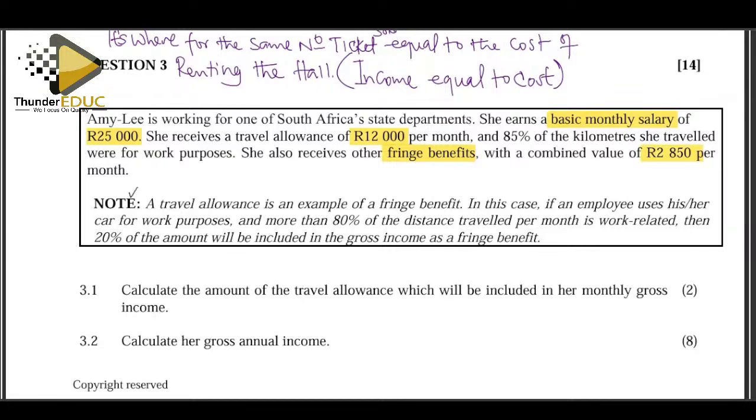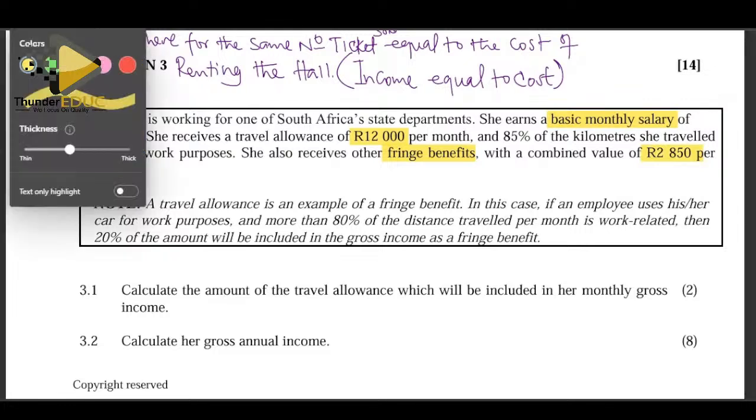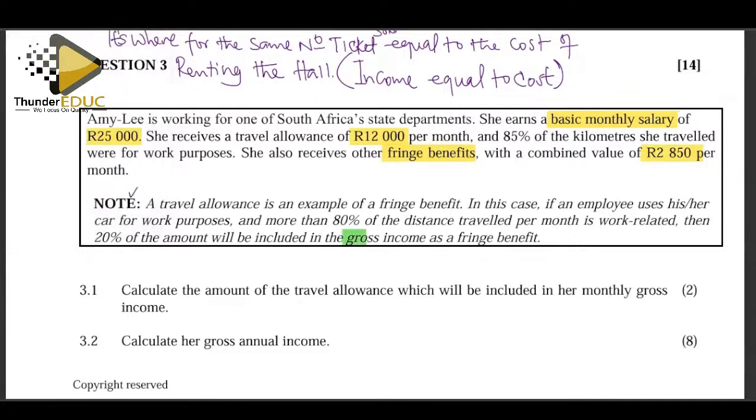We come back to the note. It says a travel allowance is an example of a fringe benefit. In this case, if an employee uses his or her car for work purposes and more than 80% of the distance traveled per month is work-related, then 20% of the amount will be included in the gross. Take note of that. It will be included in the gross salary. So simply meaning, if you're calculating the gross, we shall also add these allowances.